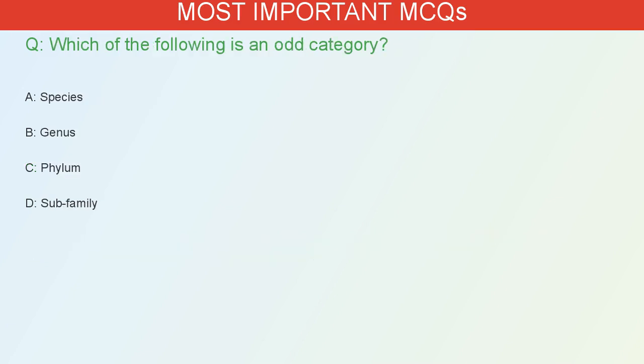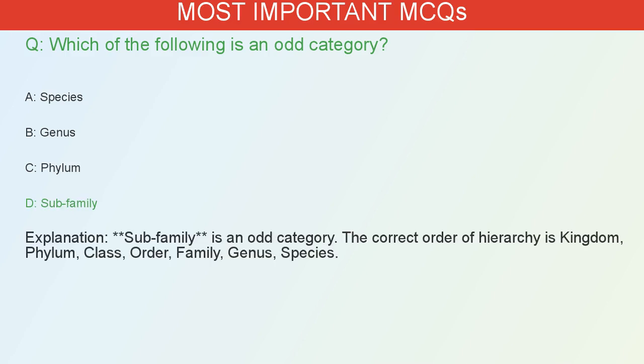Which of the following is an odd category? A. Species. B. Genus. C. Phylum. D. Subfamily. The correct answer is D. Subfamily is an odd category. The correct order of hierarchy is kingdom, phylum, class, order, family, genus, species.